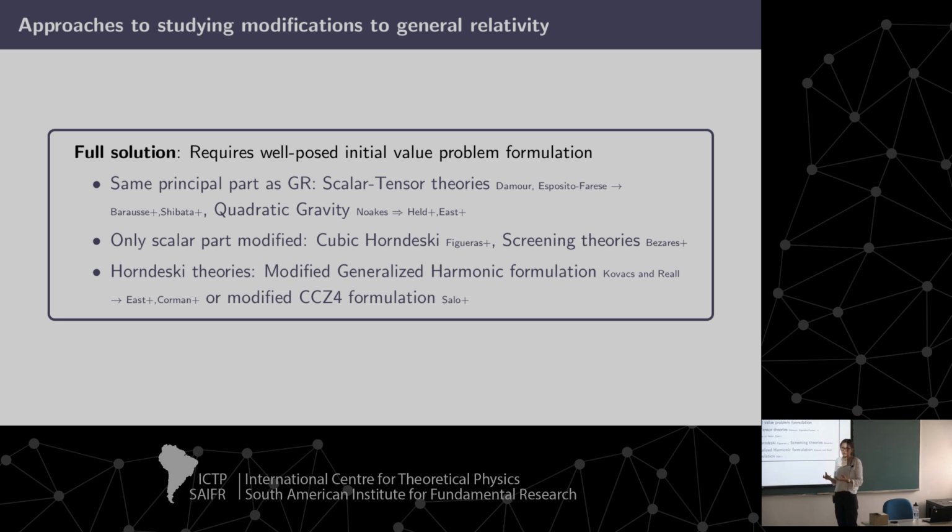So we can solve the equations, like Einstein's equations plus modifications, on a computer, and we trust the solutions we get. So of course, GR is one class of those theories that has a well-posed initial value formulation, but there are other theories that also possess one, such as scalar tensor theories, but also quadratic gravity. You also have theories that only modify the scalar, they add an additional scalar part to the equations of motion, and they only modify that part of the equation. So for those you can also use all the machinery we've been developing for GR. For instance, the screening theories you might have heard of are part of this class.